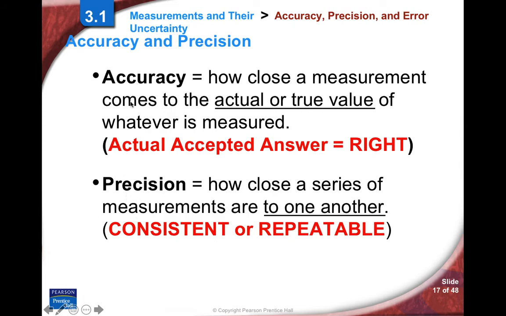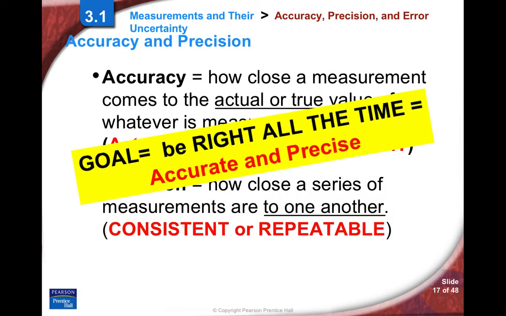Okay, so we use these two terms kind of interchangeably in everyday language. Scientists kind of split hairs and make a distinction between them. If you have an instrument that's precisely marked, with lots of lines, if you will, you're more likely to have repeated measurements, and you're also, hopefully, more likely to be right. Okay? Again, our goal is to be right all the time, right? That's our goal in science and in life. We want to be correct, and we want to be correct all the time. Okay? Accurate and precise. We want both.